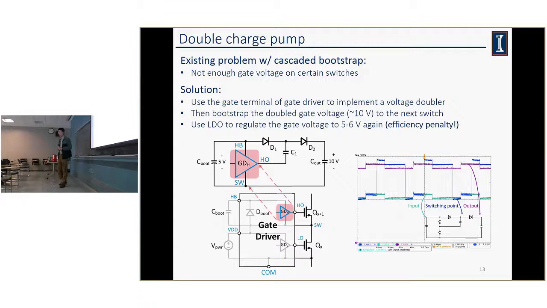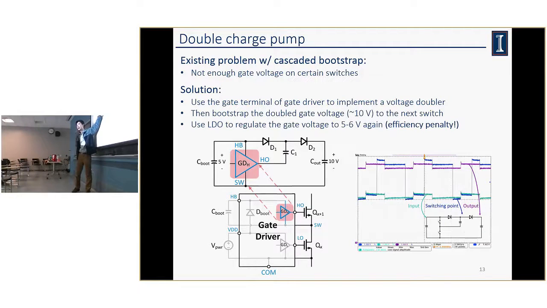So I propose a second method called double charge pump. The existing problem we have now is the insufficient gate voltage on certain switches during live load and startup. What if we can use a simple circuit to provide a voltage that is high enough all the time? And we can do that with the gate driver itself. Suppose this is a gate driver which involves an inverter inside. So there are two switches like an inverter.